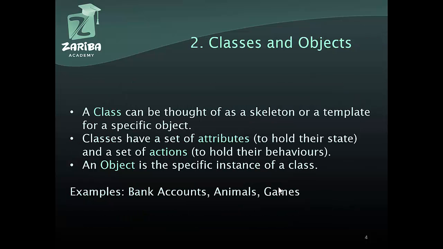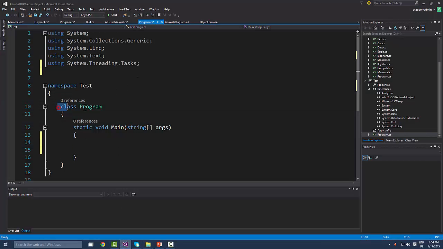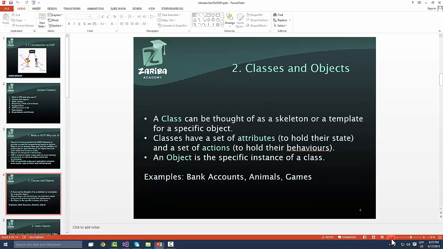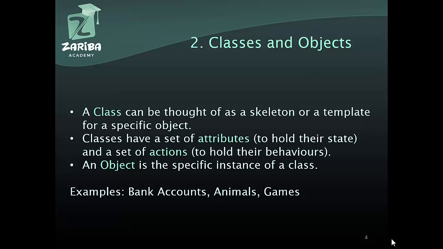Okay, classes and objects. A class can be thought of as a skeleton or a template for a specific object. And an object is the specific instance of a class. So that thing that we had: here I had class program, which I always rename to something like demo. This is now something different. So imagine that a class is your template or a skeleton of some real life object. Like let's have the example with an animal.